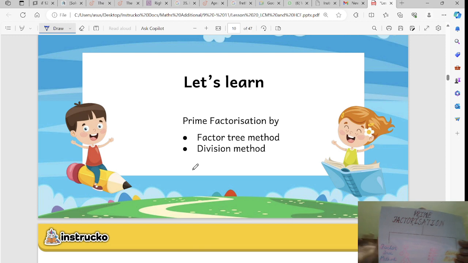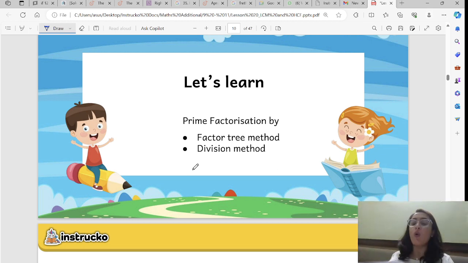Now, prime factorization is again divided into two methods. The first method is the factor tree method, and the second method is the division method. In the factor tree method, we make a chart like this. And in the division method, we make a chart like this.